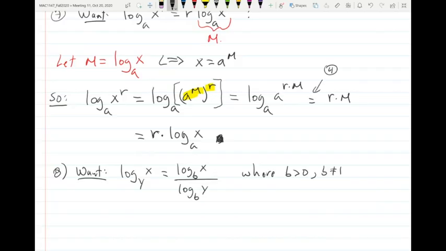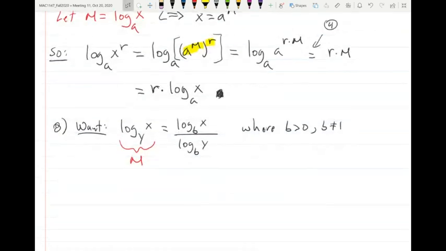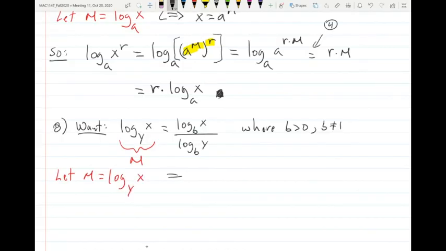So we're gonna take log base y of x, and we're gonna call it m. So let's take this term right here, and just like before, we call it m. Notice that all of these proofs have a similar trick, right? So we let m be equal to log base y of x. If we were to write this in the exponential form, what would this be? What does x equal with this notation?